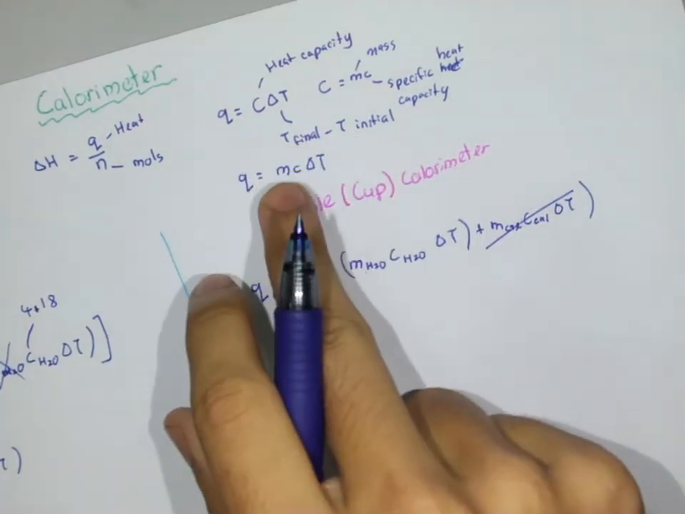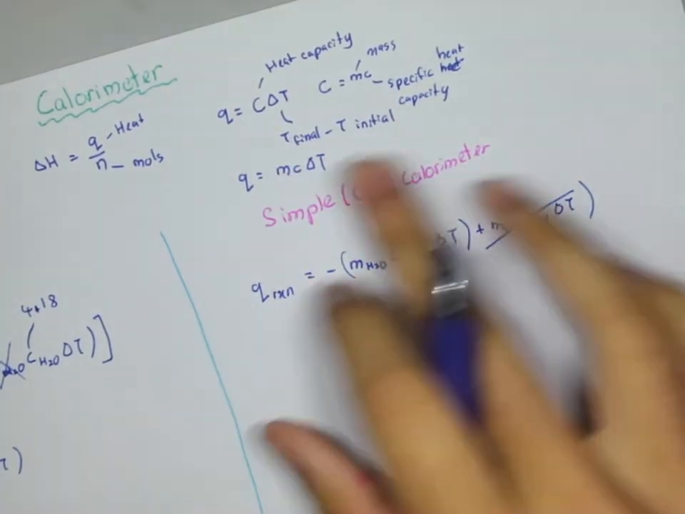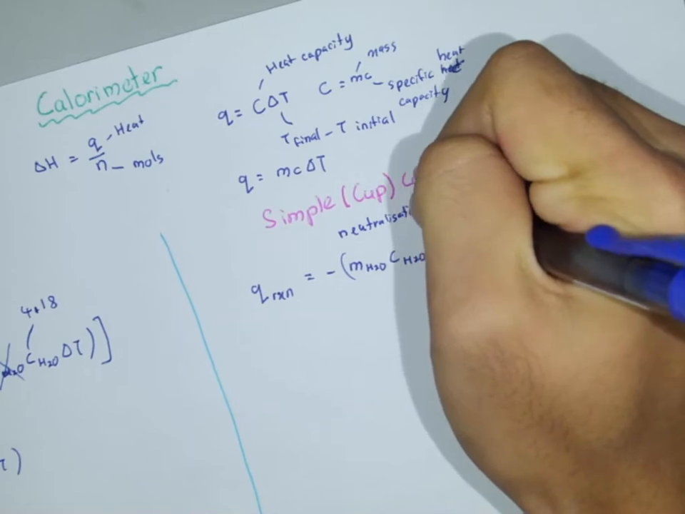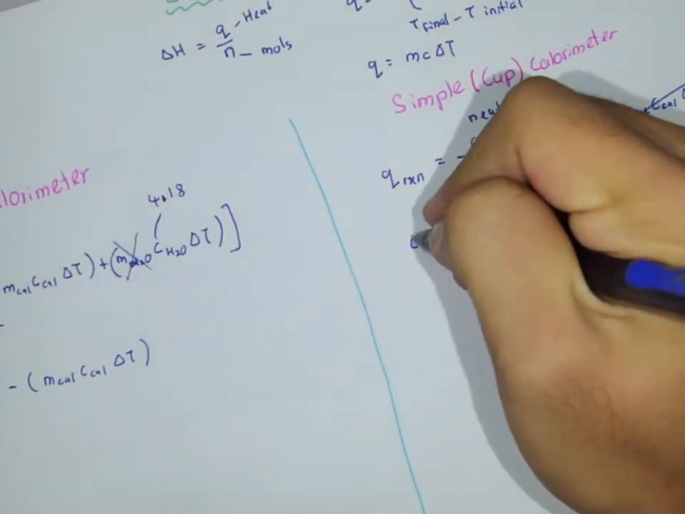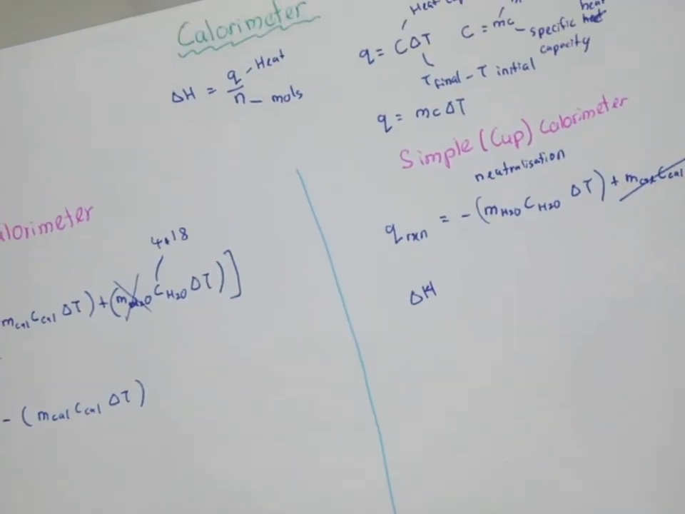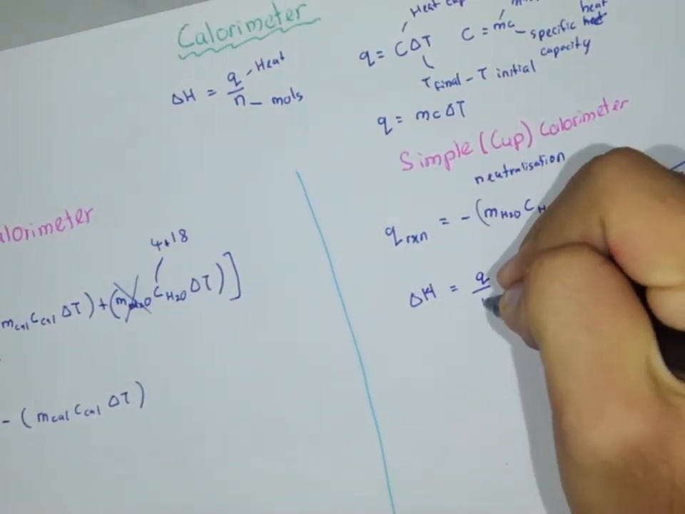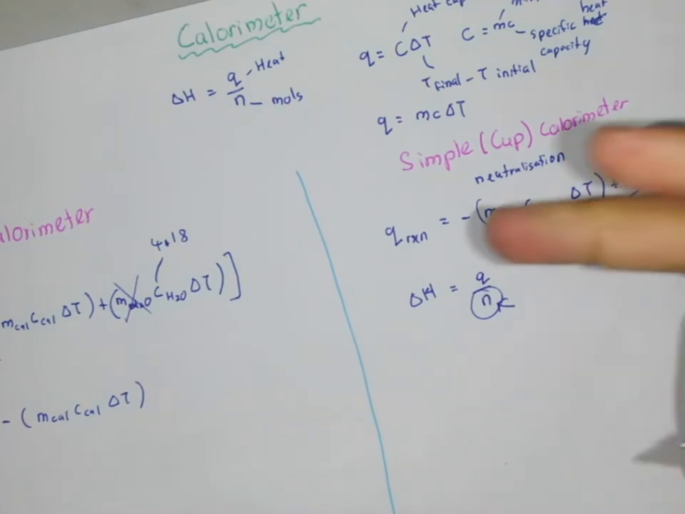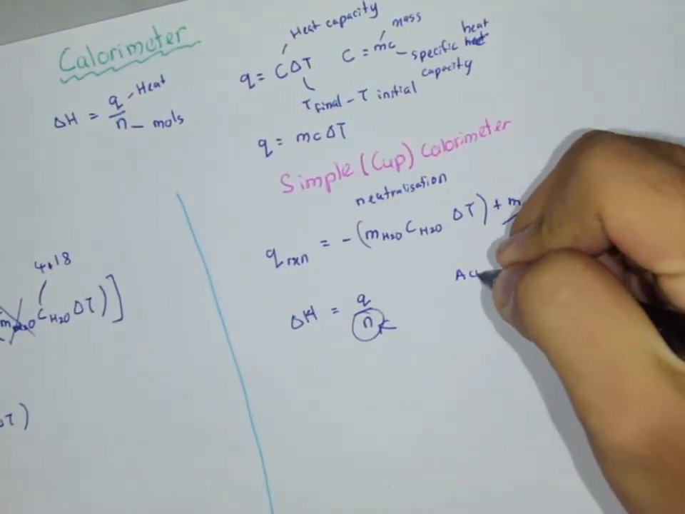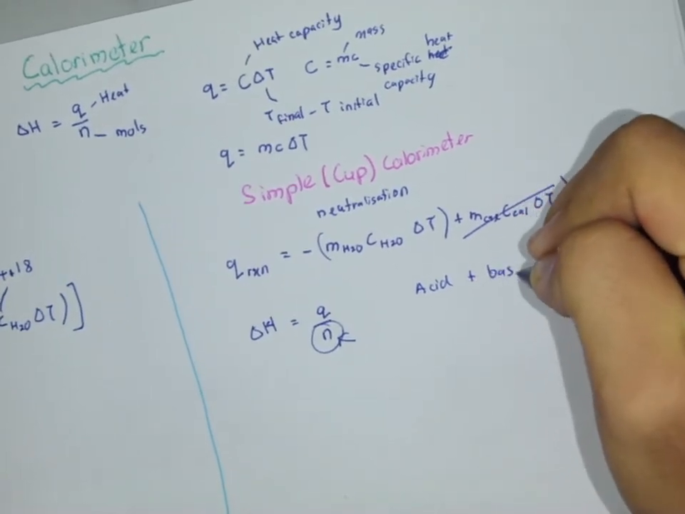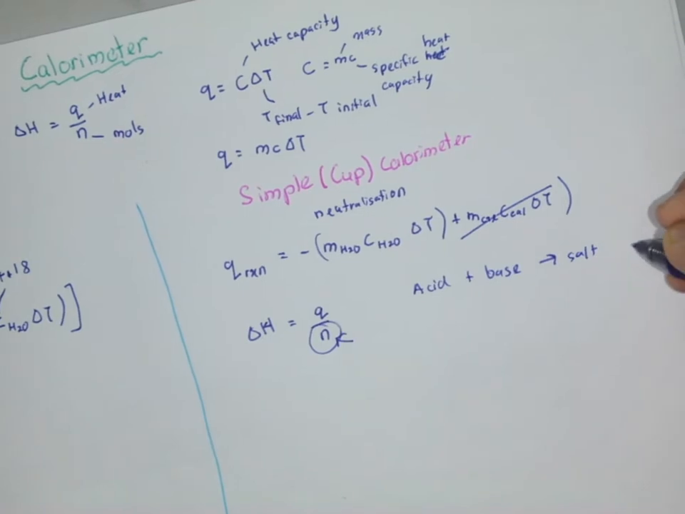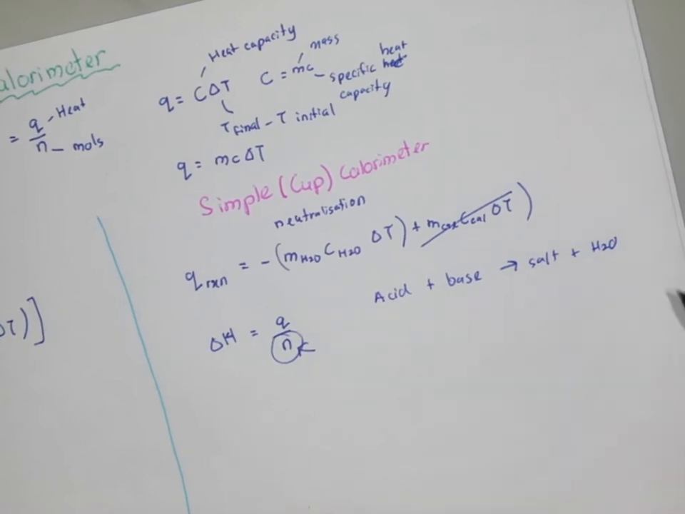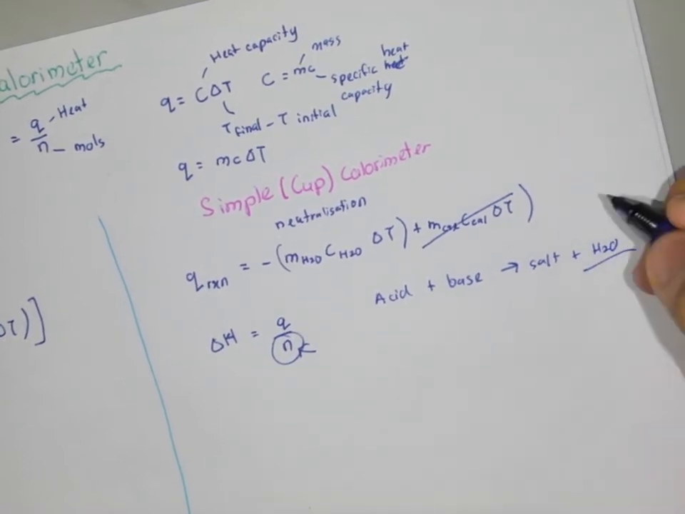Just one thing for the simple cup calorimeter: the reaction we usually do is neutralization. And the question usually asks for delta H. What you need to know is delta H is equivalent to Q over N, so you need to know the N. Which moles do you need to use? For neutralization we have acid plus base becoming salt and water, H2O. The moles we need to use are the moles of water. We need to know these moles.